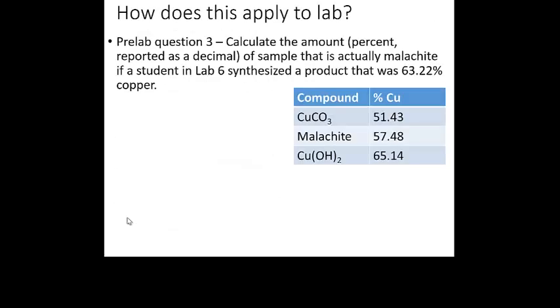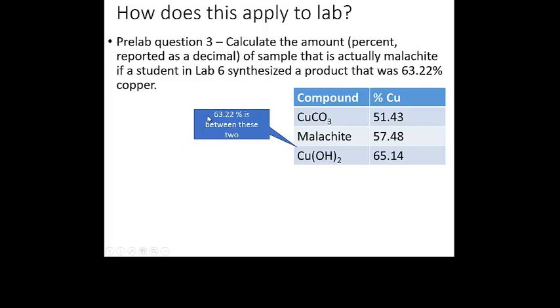Okay, so now that you understand weighted average a little bit better, hopefully, how does this apply to lab? Well, in pre-lab question 3, you have to calculate the amount, or the percent, reported as a decimal, of a sample that is actually malachite. If a student synthesized a product that they found out was 63.22% copper. So in your lab, you're given this table that tells you the 3 different compounds that could be in your sample and their percent coppers, right?